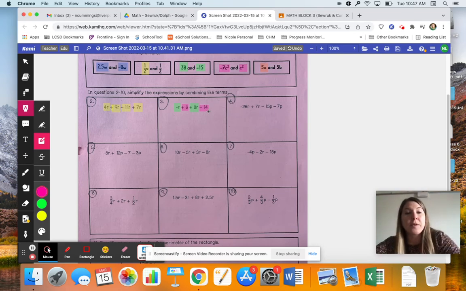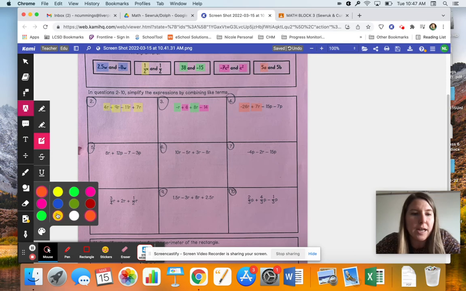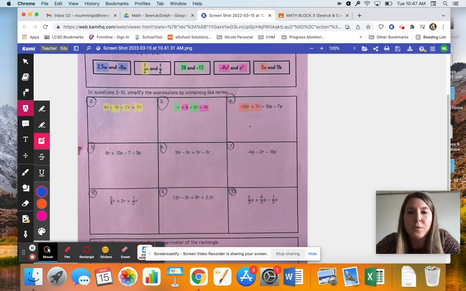All right. So when we go back and we get to combine these terms, it will be really easy for us to now just combine the like terms together. I'm going to go on to number 4 now. It looks like I have negative 26R plus 7R minus 15P minus 7P. For this one, I'll use orange. I have a negative 26R. Do I see any other R's? Oh yeah, right here, a positive 7R. I don't see any more R's, so I'll get a different highlighter. I'll use blue. I have a negative 15P. Do I have any more P's? Yep, and I also have a negative 7P.